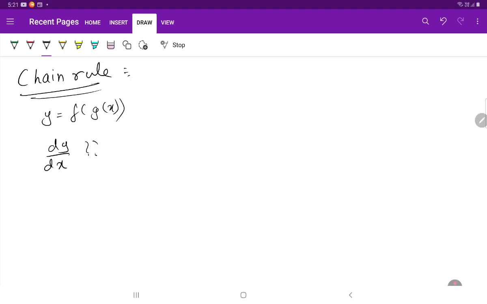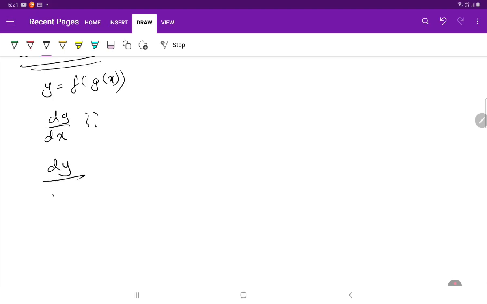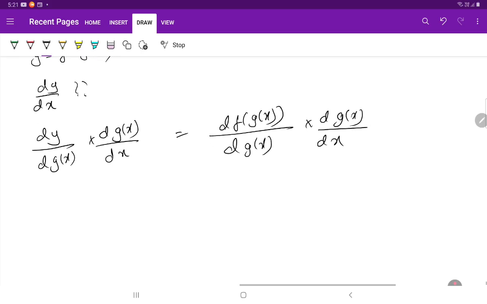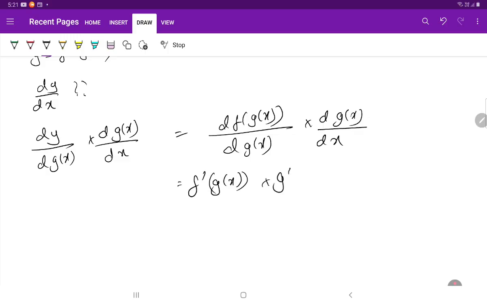To do this, we take the derivative of y with respect to g of x, into the derivative of g of x with respect to x. That's the key. Now the derivative of f of g of x with respect to g of x is d of f of g of x upon d of g of x, into the derivative of g of x with respect to x. In short notation we write it like this: f dash g of x into g dash x. In general we write d by dx of any f of x to be f dash x, so the same thing we have written here.